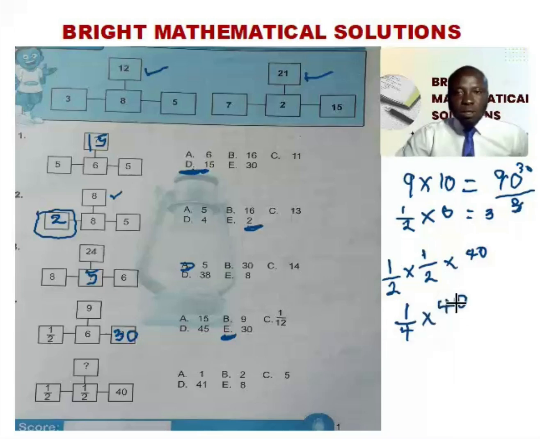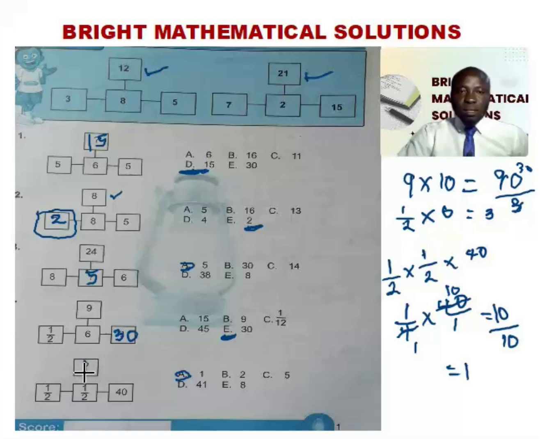Multiply by 40. Remember, every whole number has a denominator, which is 1. So 4 here, 1. 4 in 40, that is 10. So we've gotten 10. And remember, whatever we got, we are dividing it by 10. So 10 divided by 10 gives us 1. So our answer is A. So what is missing here is 1.